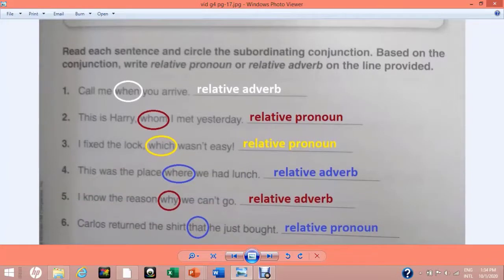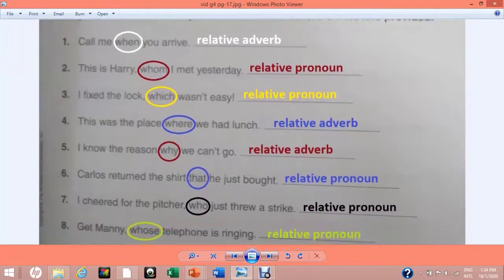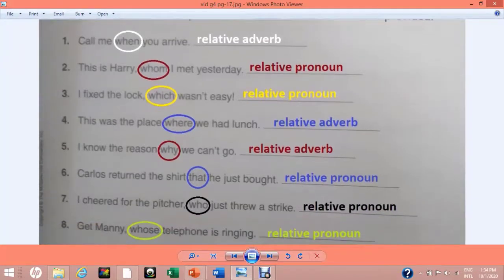Number 1, call me when you arrive. It is a relative adverb, when. You will circle when. Number 2, this is Harry whom I met yesterday. Number 2 is a complex sentence. In this complex sentence, the word whom is a relative pronoun, so you will circle it. Number 3, I fixed the lock which wasn't easy. Which is a relative pronoun. Please write relative pronoun on the line and circle which.